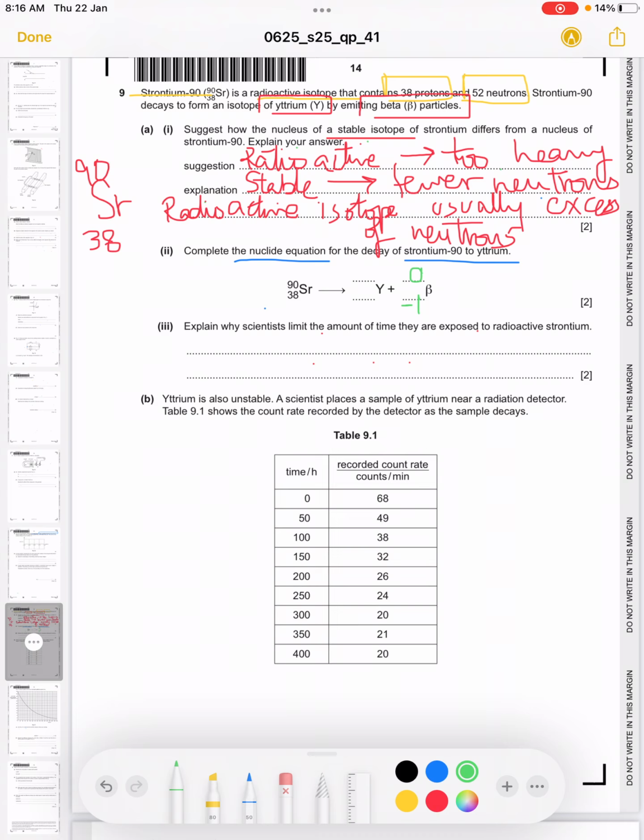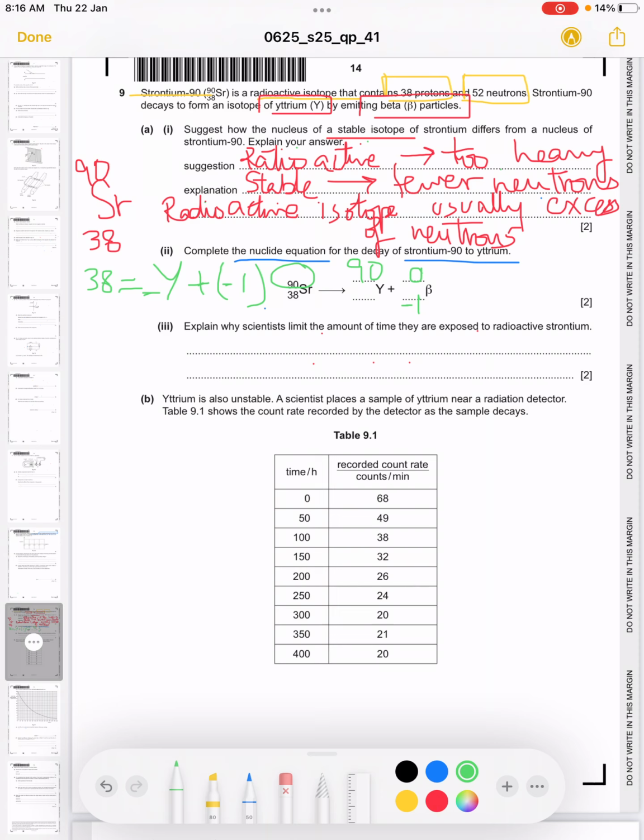So how will we find it? This is 90 and it is giving you a number plus 0, so it must be 90 because no one will go to the beta one. But in case of atomic number, we know that strontium is 38, equals to yttrium atomic number, that we need to find out, plus the beta particle's atomic number, that is -1, right?